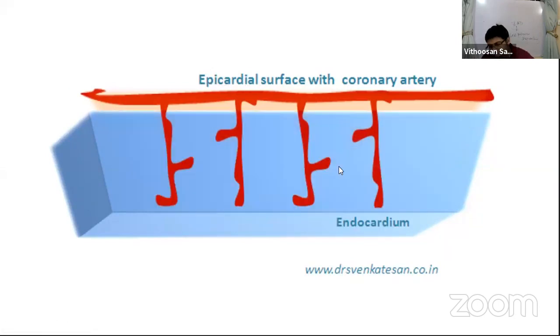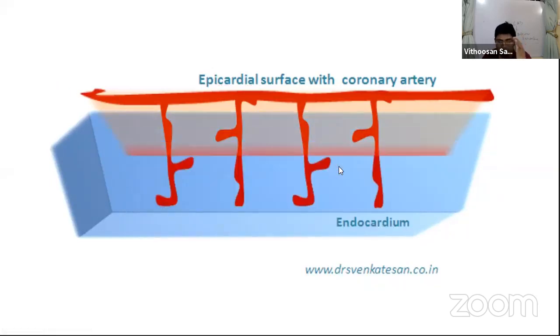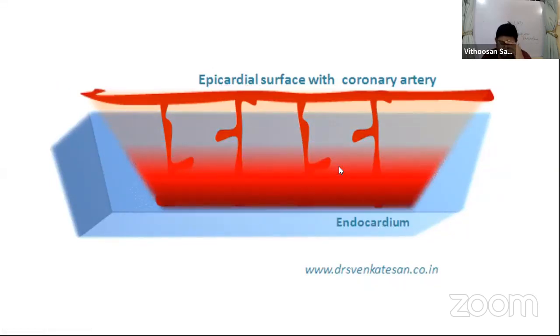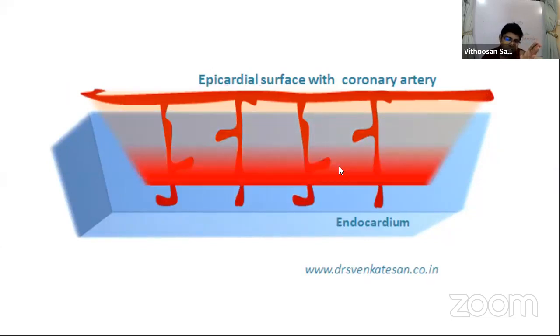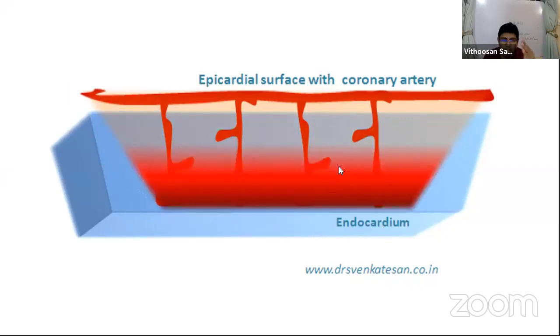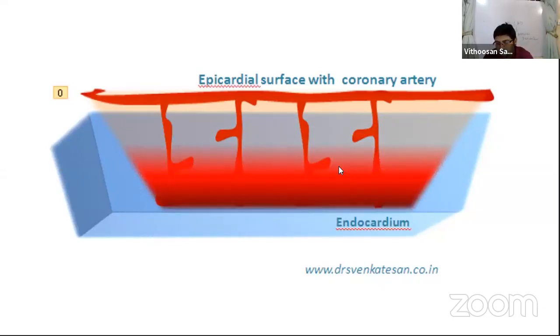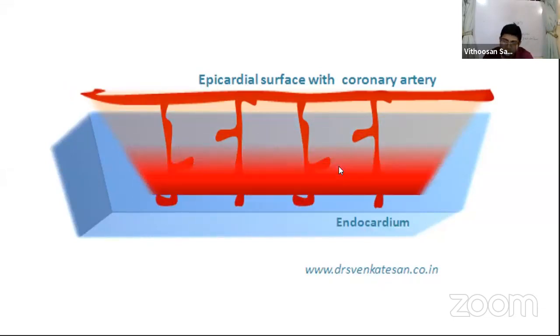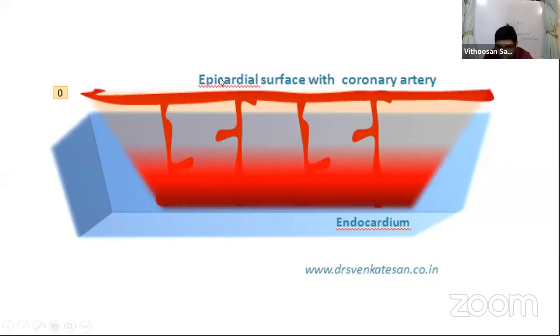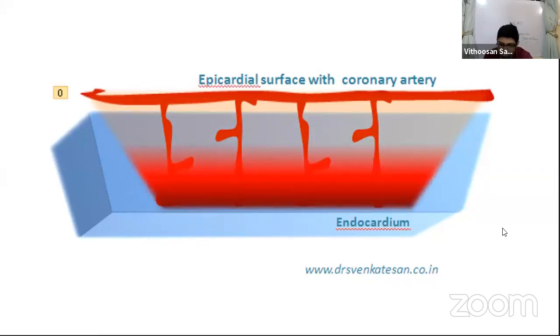So the next point, guys, I'm just telling the very important clinical points only. This is not to teach what anatomy or physiology is. The next point I want you to understand is that the blood in the heart is coming from outside to inside, in other words, from the epicardium to the endocardium. The most outer surface is the epicardium, and the blood flows from the most outside part, epicardium, to endocardium.